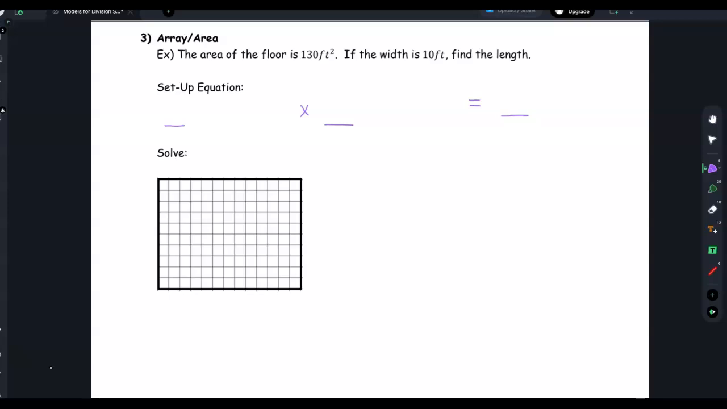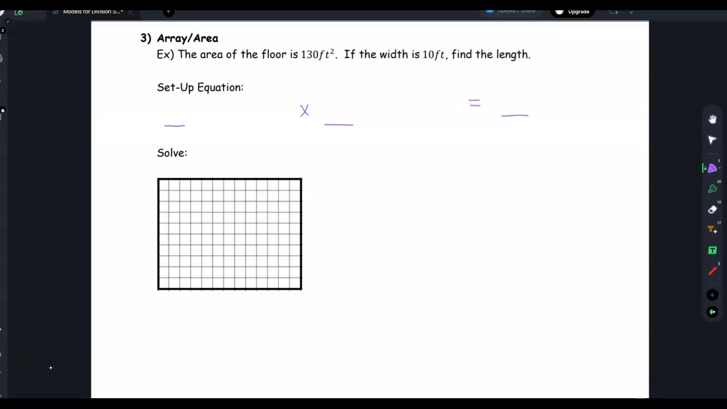So this problem says the area of the floor is 130 square feet. And by the way, we write that as feet squared, but we say it as square feet. And then it says if the width is 10 feet, find the length. So when we saw this before, we would have been given the length and the width and then asked to find the area. When it's division, it just means you're missing one of the measurements, but you have the area.